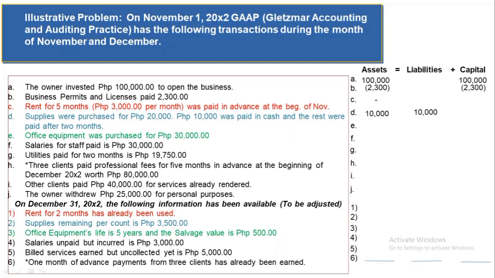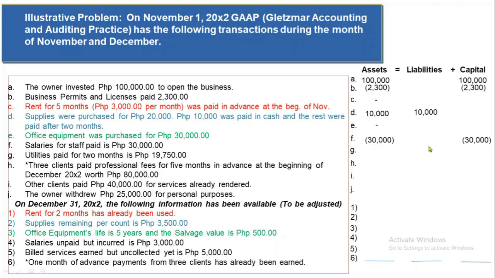In letter E, office equipment was purchased for 30,000. There is no effect in the total assets because even if we have received a new equipment, we lost cash also. So there is no effect. We are in effect just exchanging an asset with another asset. So letter F is another type of expense. So we just need to deduct the capital as well as the assets also. As well as letter G is also a type of expense, utilities for water, electricity, and etc.